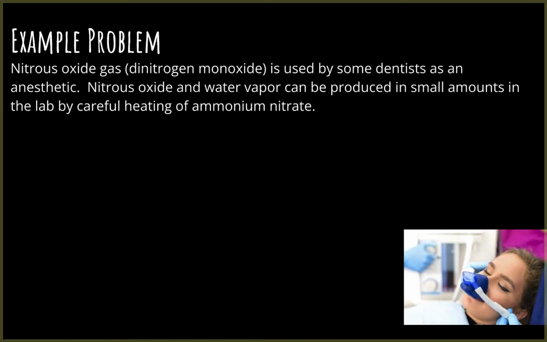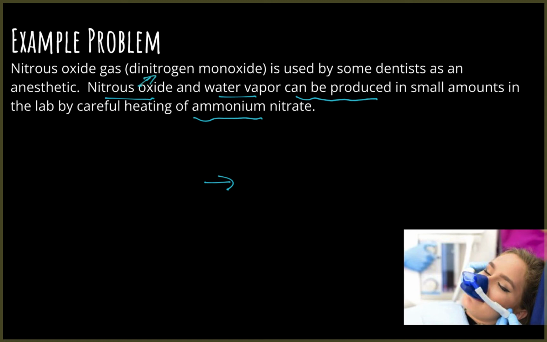Example number 3 says nitrous oxide gas, or dinitrogen monoxide, is used by dentists as an anesthetic. So this is what sometimes people call laughing gas. Nitrous oxide and water vapor can be produced in small amounts in the lab by careful heating of ammonium nitrate. So the nitrous oxide and the water vapor can be produced. That tells me those are products.